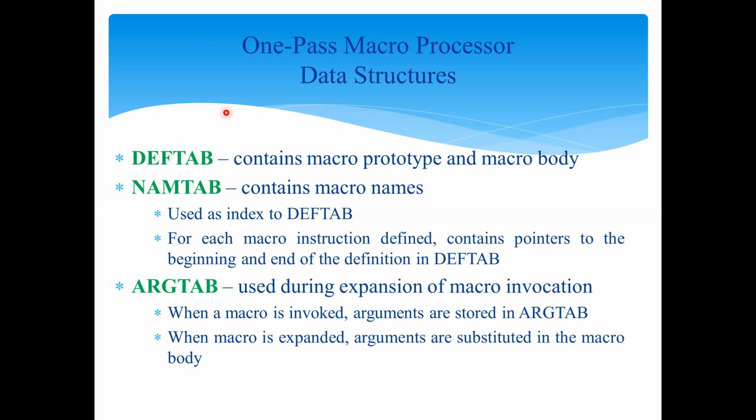So there are mainly three data structures that you will need. Just like how you have seen SYMTAB for assembler, for macro, you need similar data structures like DEFTAB, NAMTAB, and ARGTAB. DEFTAB is a definition table. It will contain the macro prototype and the macro body.